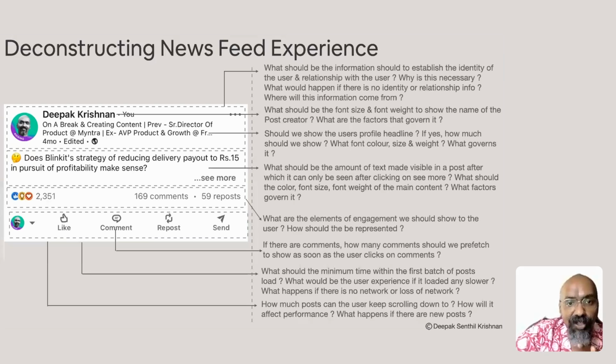This is not even an exhaustive question, but just by looking at this real estate, here are the questions that you ask, right? First and foremost, what information should be shown to establish the identity of the user and the relationship with the user who's consuming that content? Why was this necessary? For example, if there was just a post, what would happen? Why, if there was no name, title, or photo, would that make a difference?